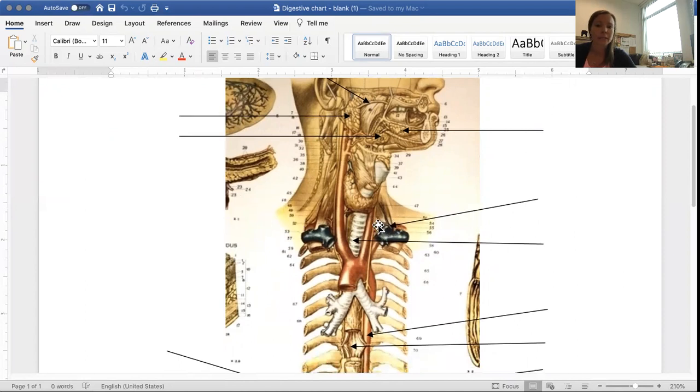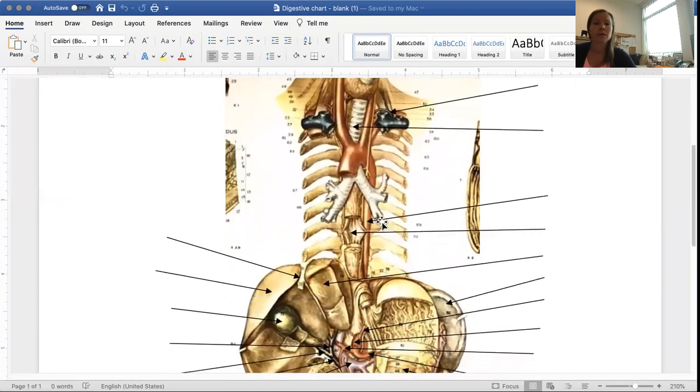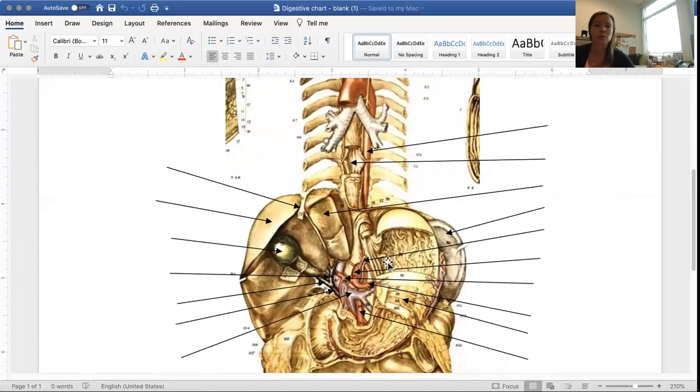This green, smaller vessel here is the thoracic duct, which carries lymph, and this arrow is pointing to the trachea. This arrow is pointing to the thoracic aorta. This is the esophagus, which travels all the way down to the stomach. And the stomach is this organ here. This organ to the left of the stomach is the spleen.